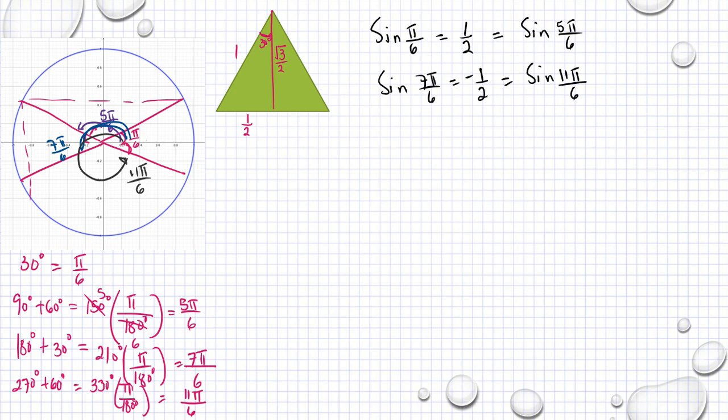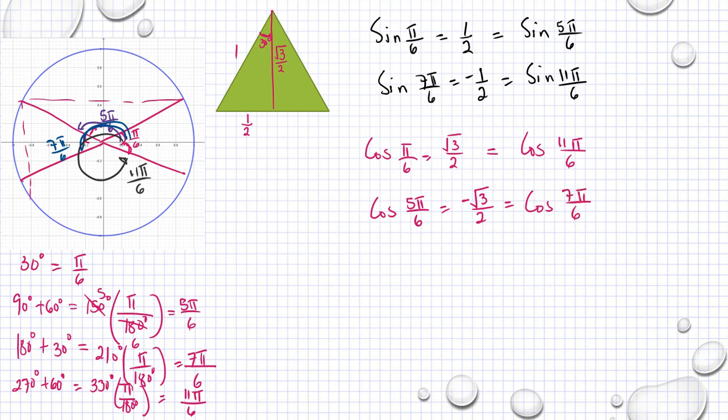Now for the cosine, we have cosine pi divided by 6. We have the adjacent side, that is square root of 3 divided by 2, and it is even in the fourth quadrant, that is 11 pi divided by 6. For the negative value, we have cosine in the second quadrant, 5 pi divided by 6, that is negative square root of 3 divided by 2, and that is even in the third quadrant, that is 7 pi divided by 6.